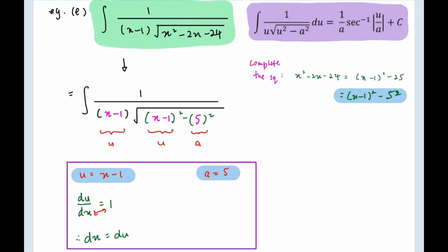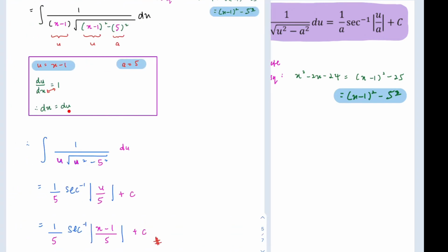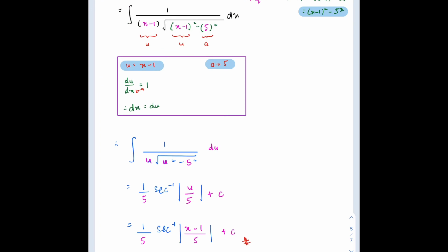So now, since your u is not one variable, we need to adjust a little bit. We need to adjust everything, not in dx right now, but everything now is in terms of du. So we need to differentiate this. du over dx is just 1. Okay, and then let's find dx. Just cross multiply. Therefore, dx is just equal to du.